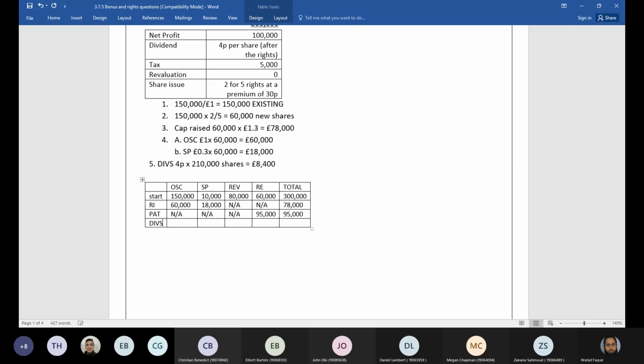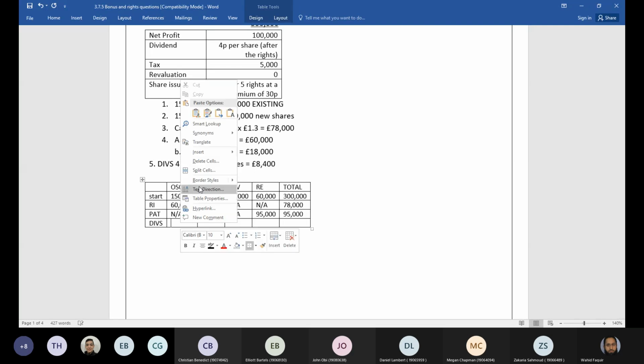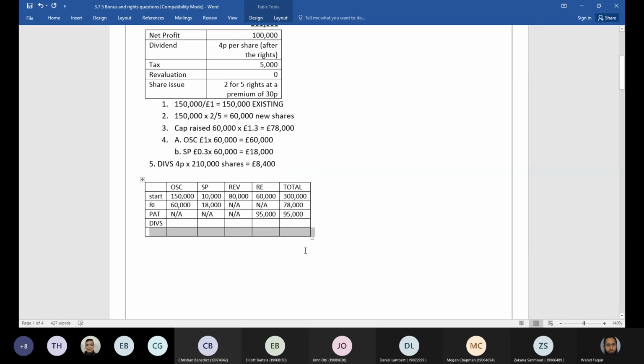What else happened? Dividends. Stick the dividends in under retained earnings, because that's what it affects. So again, it doesn't affect ordinary share capital, nor the share premium, nor the revaluation, but it does affect retained earnings. It's a minus figure.